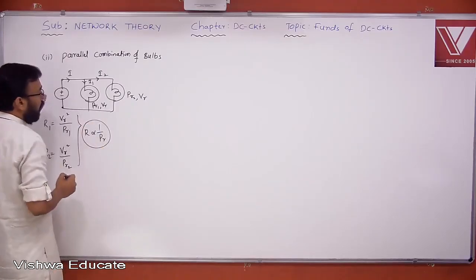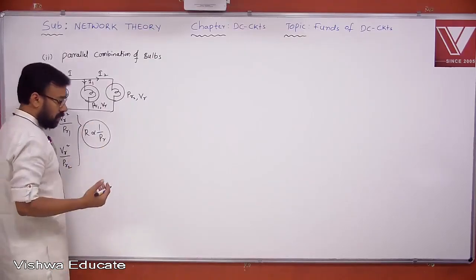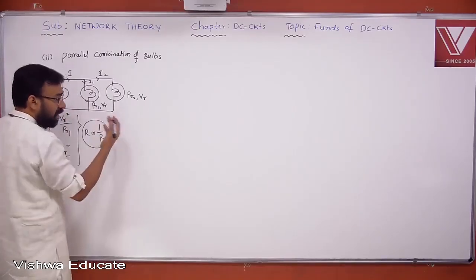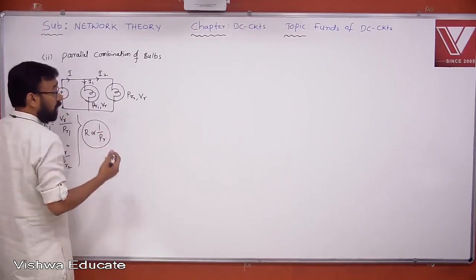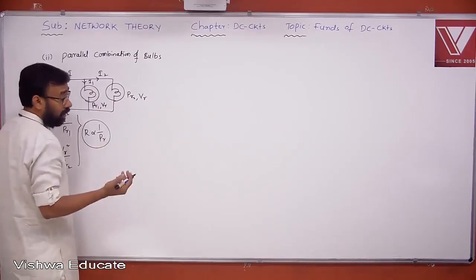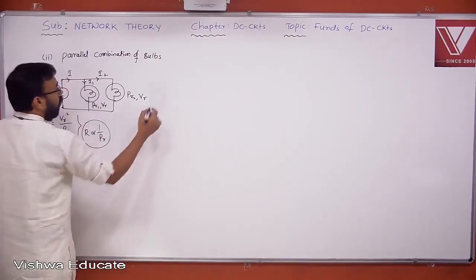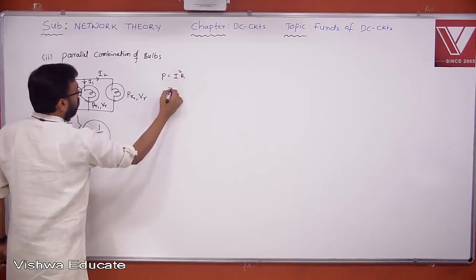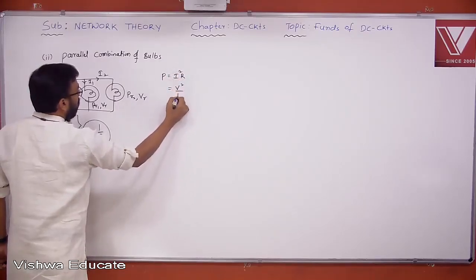Okay, and we would like to compare even the powers. Power consumed by the bulbs we would like to compare, and we will see how actually they are glowing. Which one is glowing brighter than the other, we would like to compare. Okay, but what are the formulas that we have? P is equal to I square R. P is equal to V square by R.